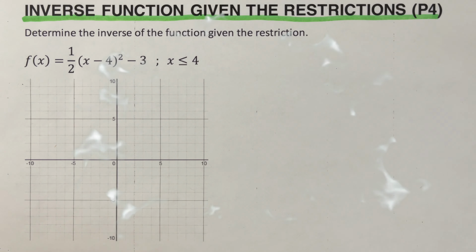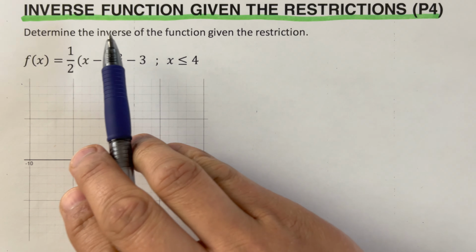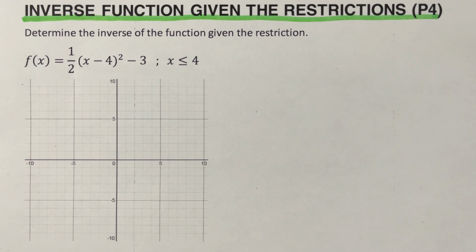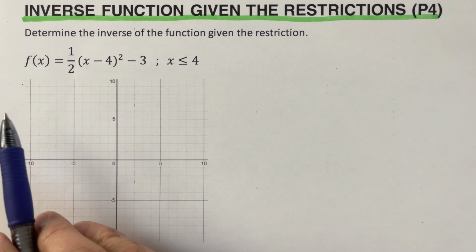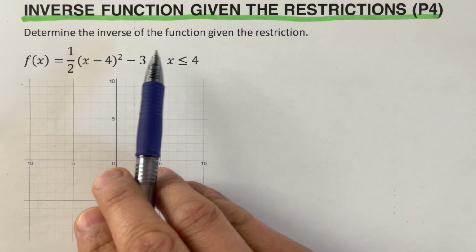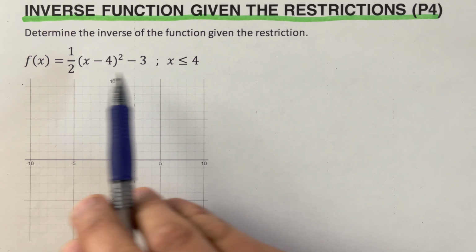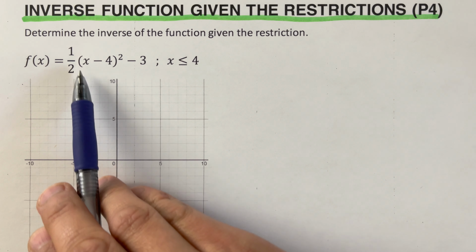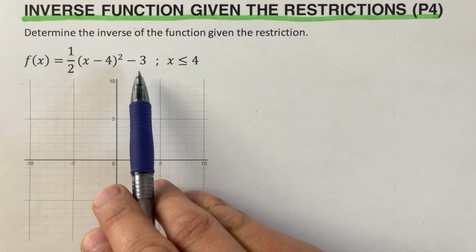Hello everyone. In this video, we are going to determine the inverse function given the restriction, and this is the fourth part. Now let's take this example that we have right here. We're supposed to determine the inverse of this function that we have right here, and this is the restriction. f of x is equal to 1/2 quantity x minus 4 squared minus 3. The restriction is x is less than or equal to 4.